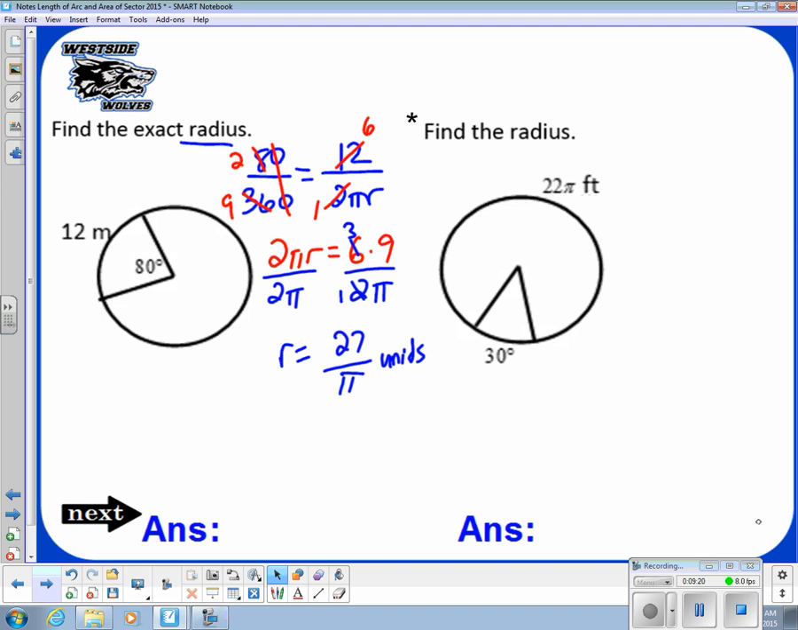All right, so this next problem over here to the side, I want you to do. So pause the video, work this problem, and then turn the video back on when you're ready to check your answer.